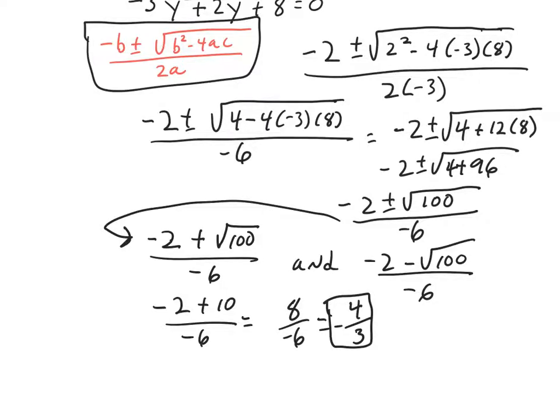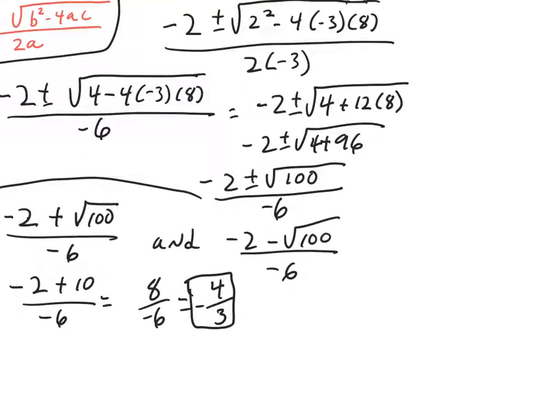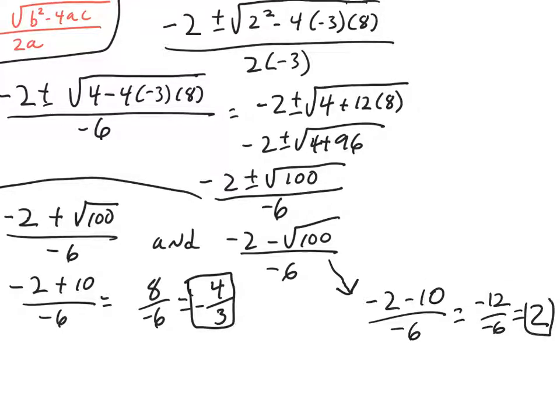And then for the second one, over here, we're going to do negative 2 minus 10 over negative 6. And that's going to equal negative 12 over negative 6, which is positive 2. So our solutions are negative 4 over 3 and positive 2.